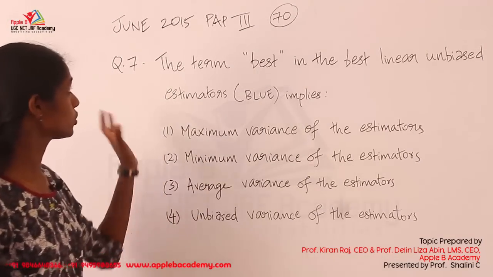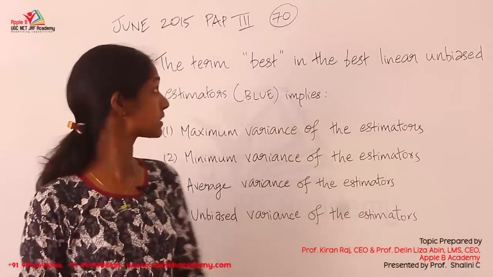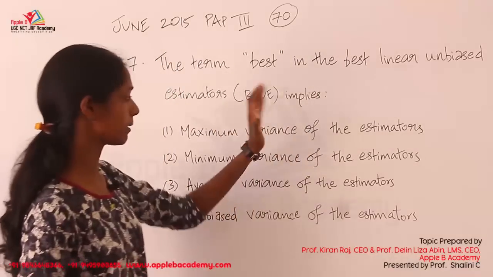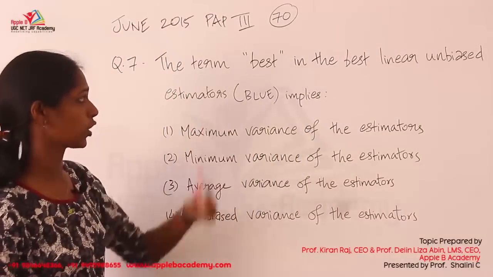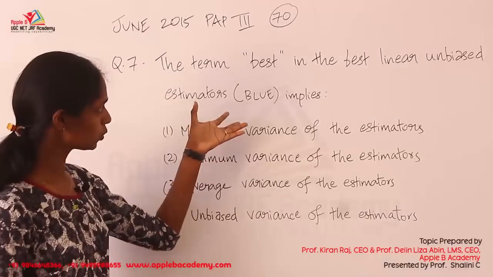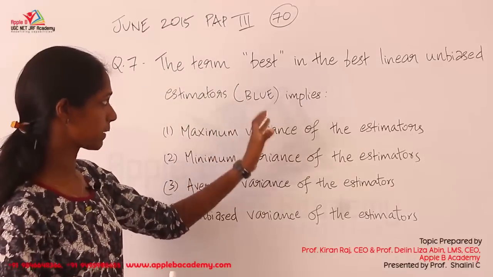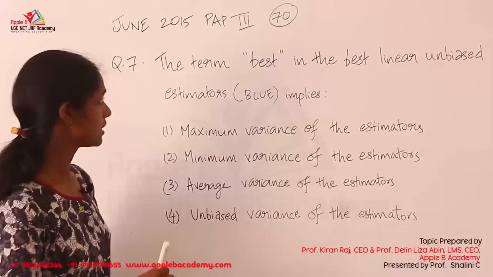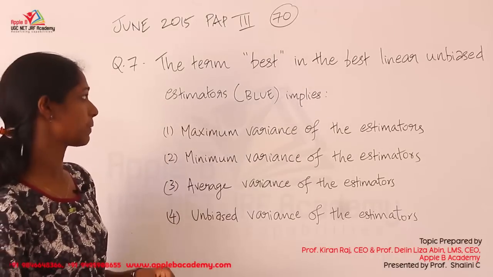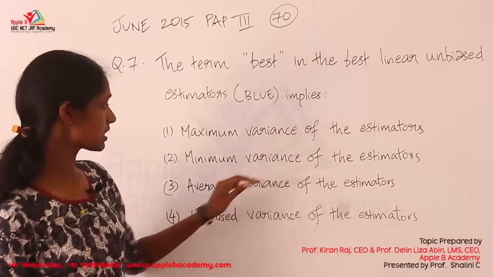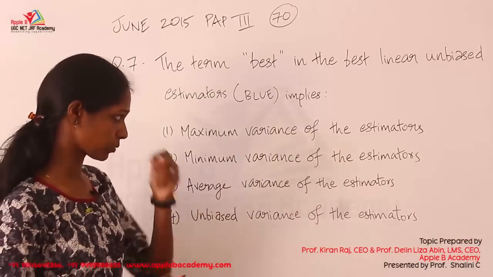So the next question, June 2015, paper 3, 70th question. The term best in the best linear unbiased estimators, BLUE, implies. So here they are talking about the Gauss-Markov theorem we have already discussed. It's nothing but the BLUE theorem which explains the best linear unbiased nature of an estimator. So what does this best linear unbiased estimator indicate? Maximum variance, minimum variance, average variance, or unbiased variance?